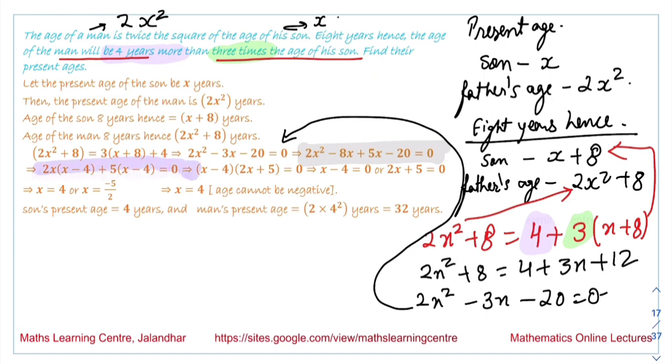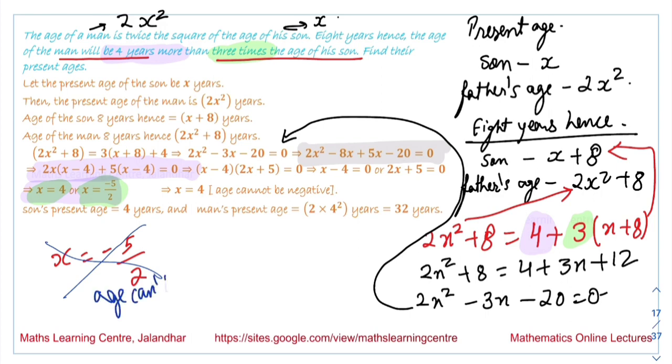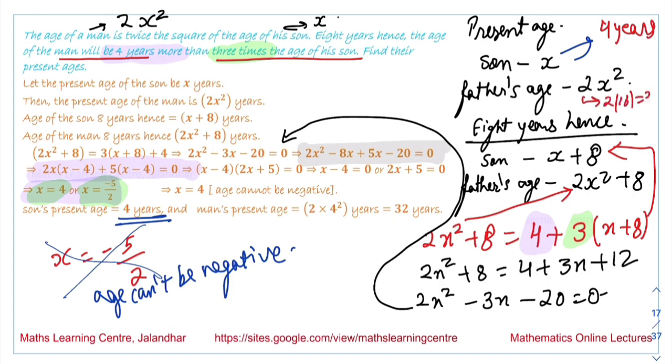These are the calculations that we have now. And we obtain that there are two values of x. One is x is equal to 4 and the second is x is equal to minus 5 by 2. Now x is equal to minus 5 by 2 is not possible because age cannot be negative. So the value of x is 4. That is, the son's present age is 4 years, and the father's age is 2 into 4 square, equal to 32 years.